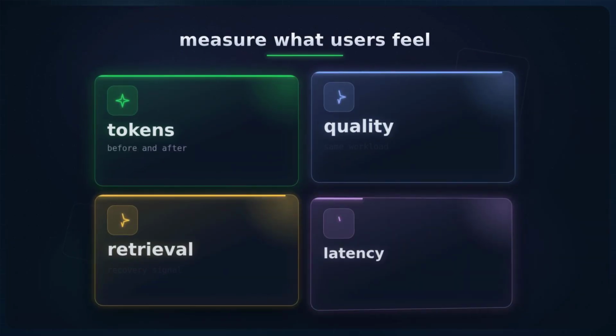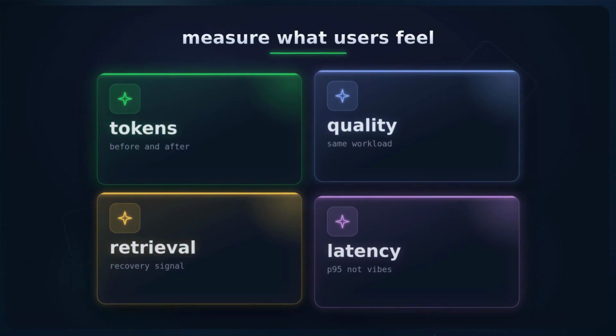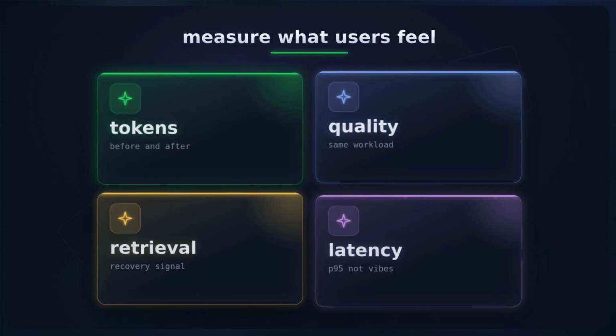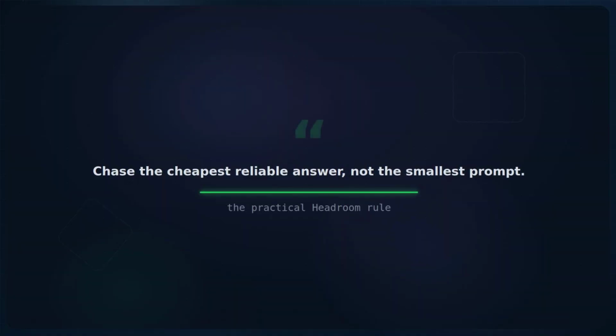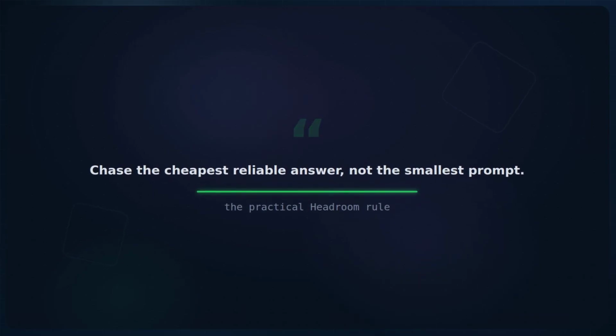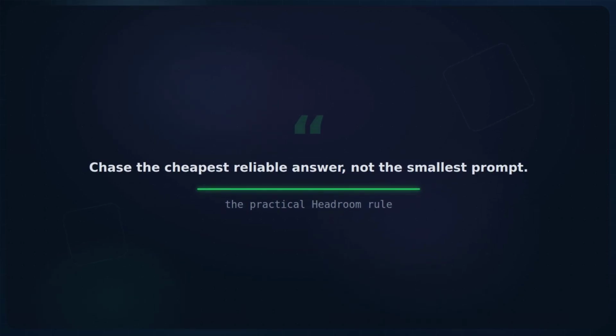Keep recovery visible. If retrieval frequency spikes, that is not failure, but it is feedback that the compact view needs tuning. The final rule is to avoid chasing the smallest prompt and chase the cheapest reliable answer instead. Headroom is compelling because it gives you a local layer for doing exactly that, and it gives your agents a way to spend fewer tokens without pretending the missing context never existed.